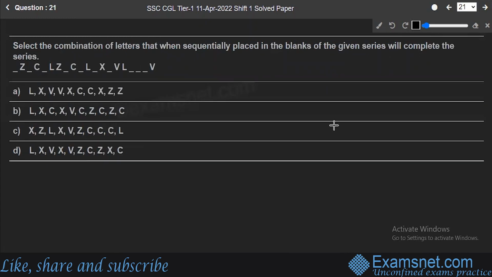Next, question number 21. Select the combination of letters that, when sequentially placed in the blanks of the given series, will complete the series. So this is the given series. You have to check which of these four options will fill in.